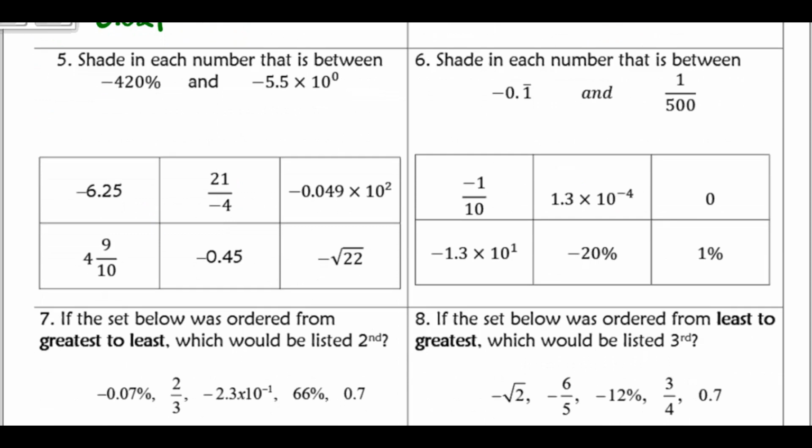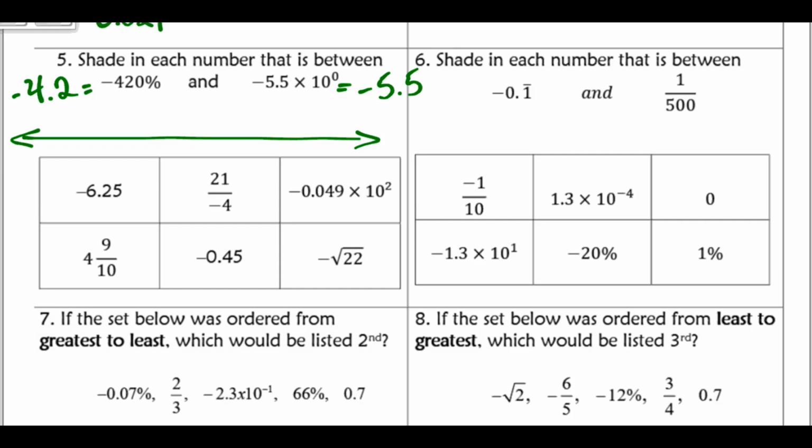On number 5, we're trying to shade everything that's in between those two values. I want to think about this on a number line. I'm going to place both of those on a number line. Negative 420% is really negative 4.2. Negative 5.5 times 10 to the 0. If that 0 means I don't move the decimal place at all, it's actually just negative 5.5. If you forget your scientific notation rules, you can always just multiply that out. That's really just a multiplication problem. It's saying negative 5.5 times 10 to the 0th power. You're allowed to just multiply those.